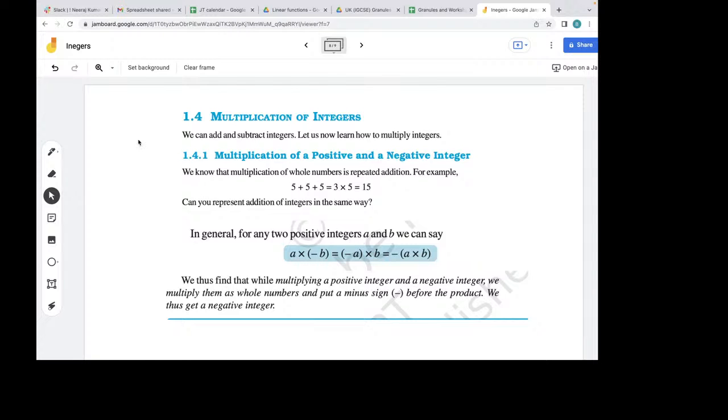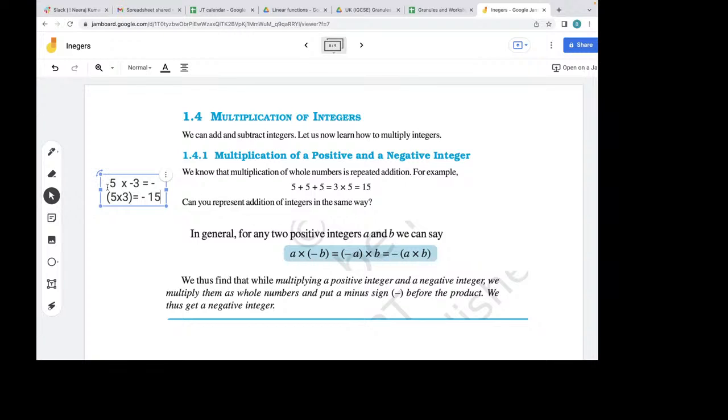So let me take an example of it. If I am multiplying 5 by minus 3, it is equal to minus 5 multiplied by 3, or we can say it is equal to minus 15.